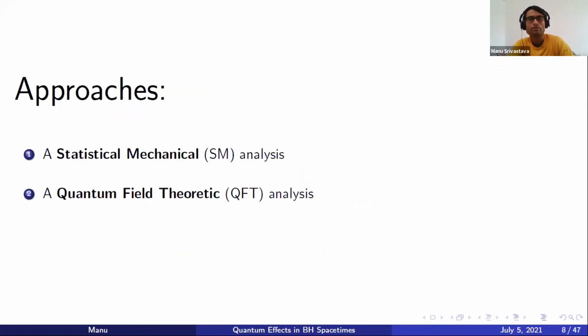So to compute this length scale, or this width, in our work we did it using two approaches. One of them is a statistical mechanics analysis, and the other is a quantum field theoretic approach. The statistical mechanical approach is fairly straightforward, so I'll just briefly discuss it and try to give the key steps. But the quantum field theoretic approach, I'll go into a little more detail.